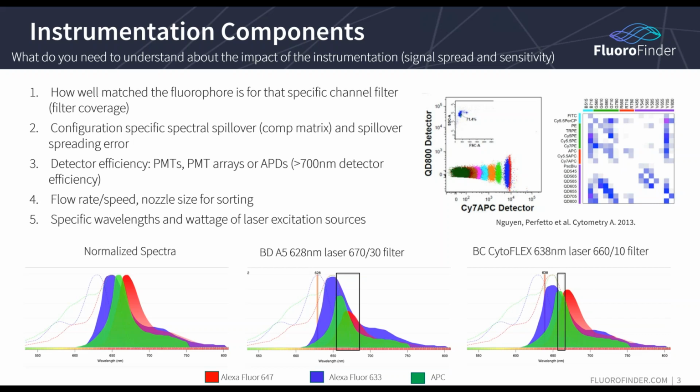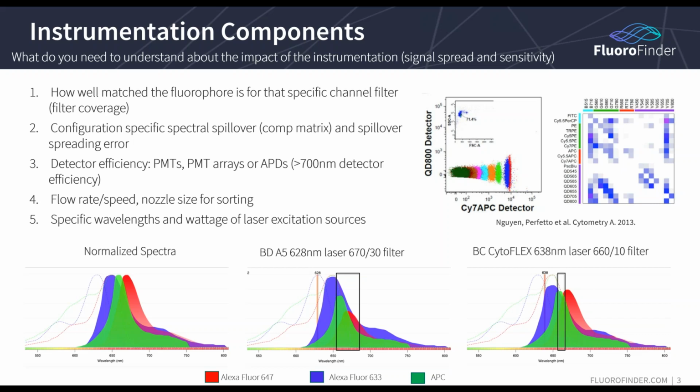That compensation matrix is easily affected by a change in the balance of all the voltages, whether or not you increase one of them by 20 volts or decrease them by 20 volts. It will change the comp percentage just by changing the voltage. But one term that you're going to hear a lot that's most important to us as we go to a higher parameter level is spillover spreading error.